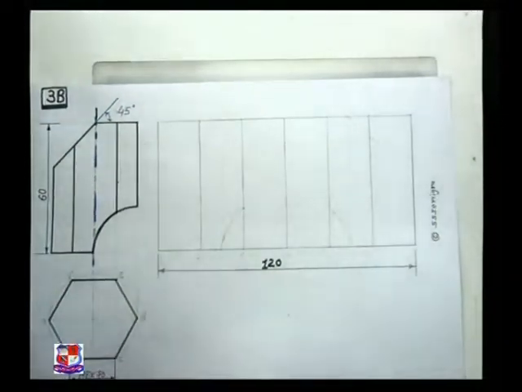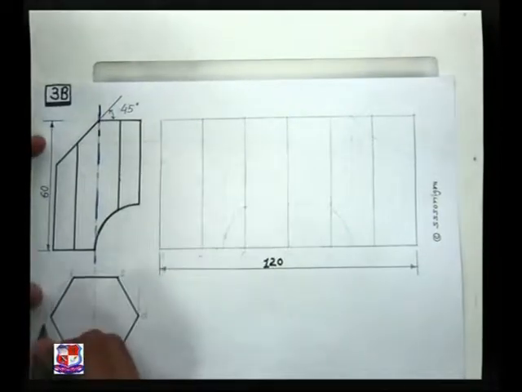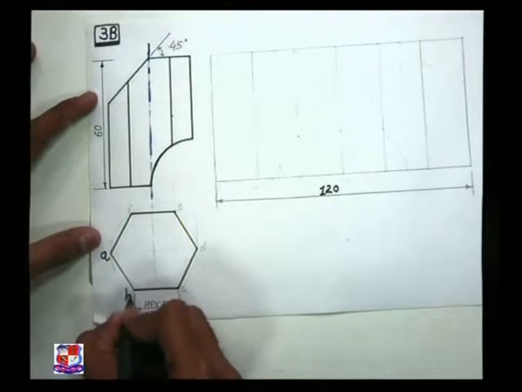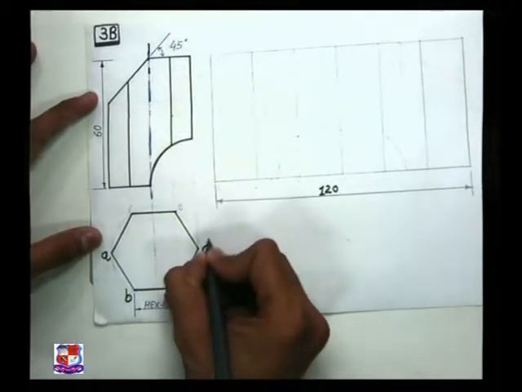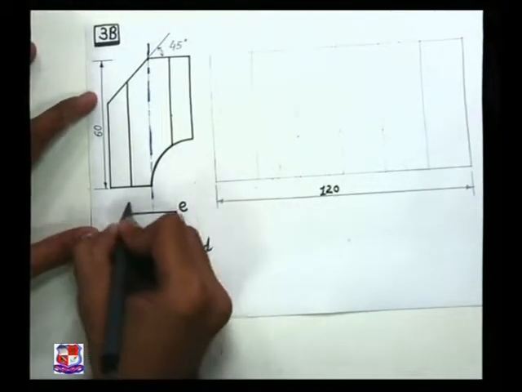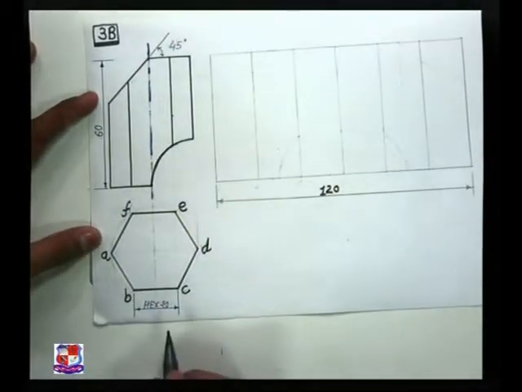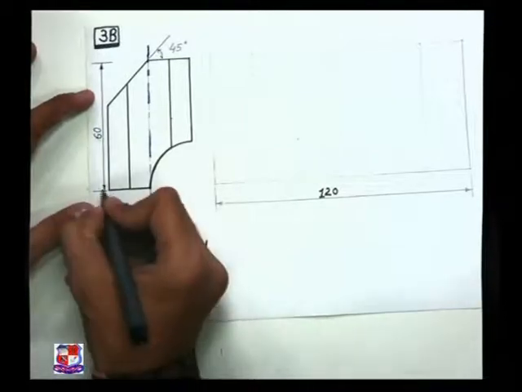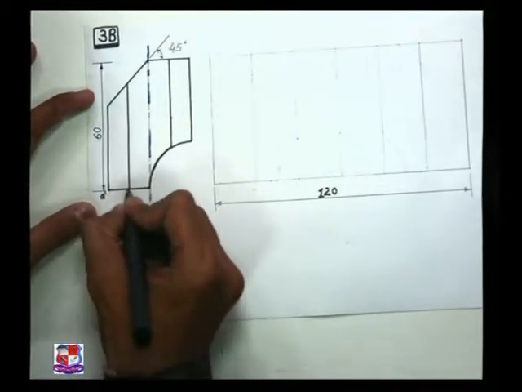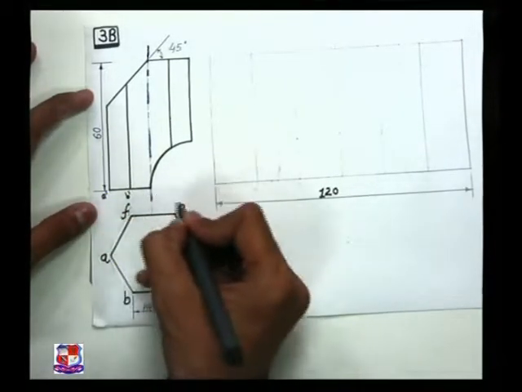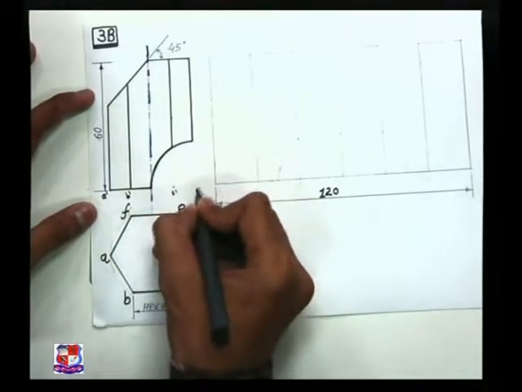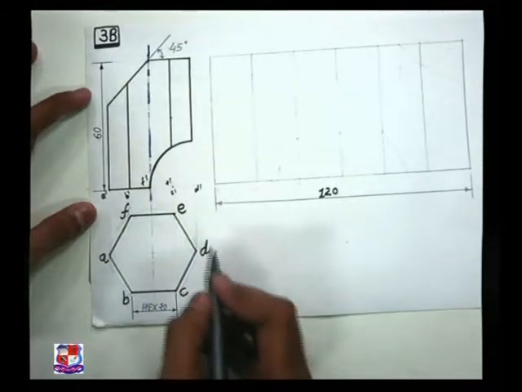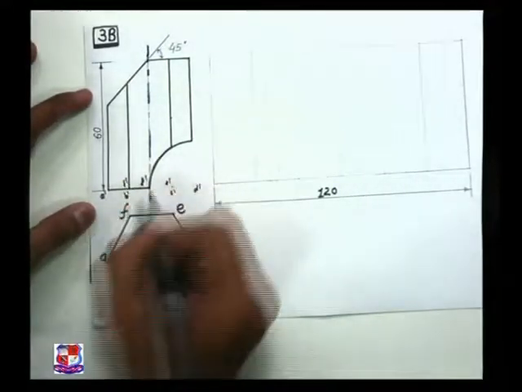Now we name the points. We start from here. This is point A in the top view. This is point B, point C, D, point E, and point F. From all these points vertical lines are drawn over here. So here is point A dash, B dash, and here point C dash, D dash, E dash, F dash, and so on. Here is point F dash.